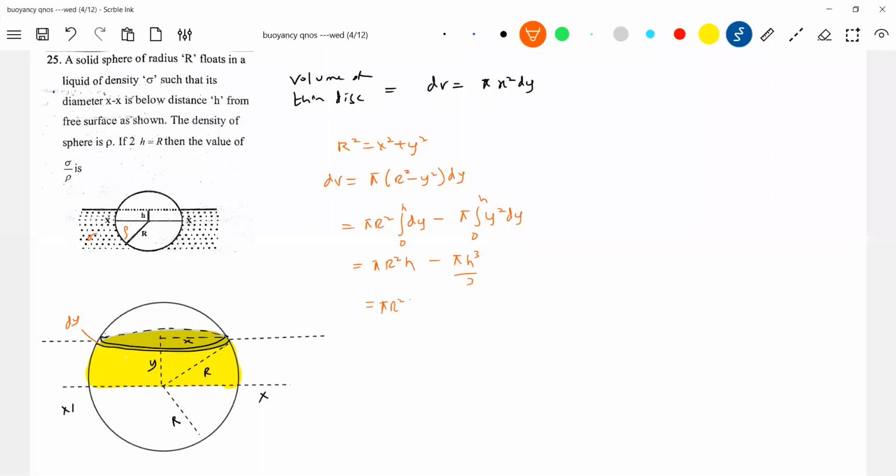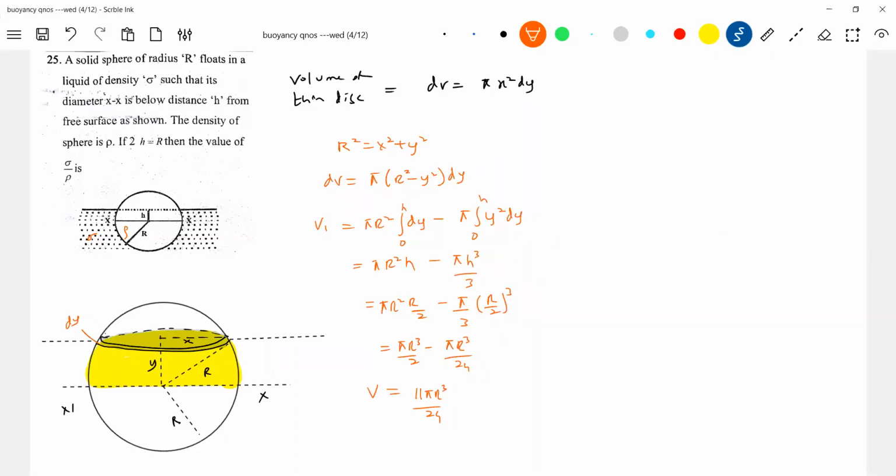Okay, now let's substitute. What is h? H is equal to r by 2. So this is pi r square by 2 minus pi by 3, h is r by 2, so r by 2 whole cube. Okay, now pi r cube by 2, pi r cube by 8, 3 into 8 is 24. Okay, now pi r cube, the value of this is 11 pi r cube by 24.